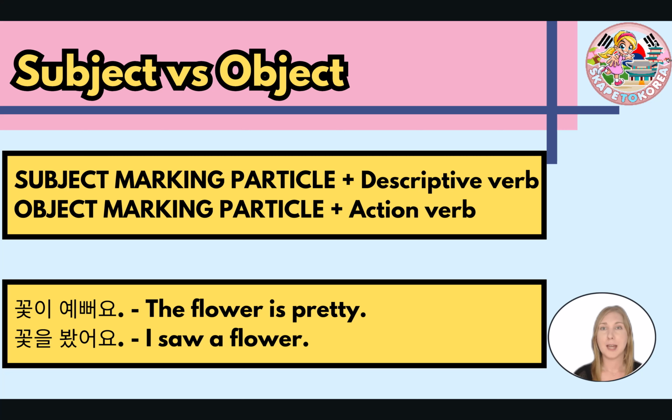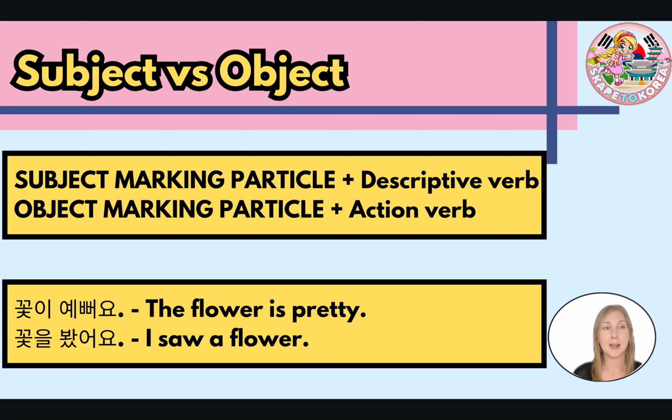And when you say 꽃을 봤어요, I saw a flower. So here we are missing I. The full sentence would be 저는 꽃을 봤어요, right? But oftentimes the subject is dropped in Korean, so you can just say 꽃을 봤어요, especially when it is obvious that you're talking about yourself.